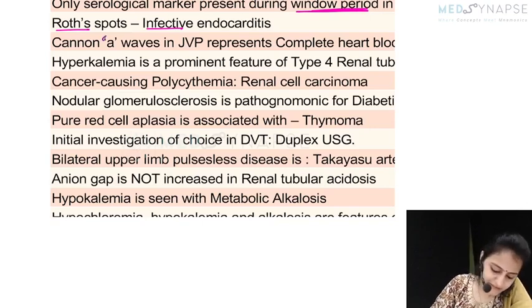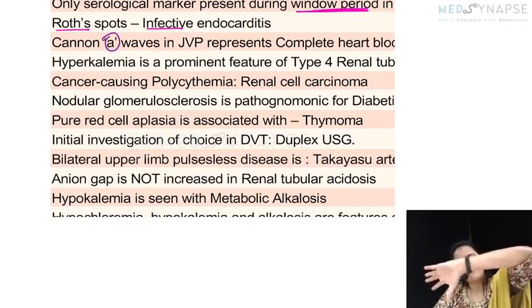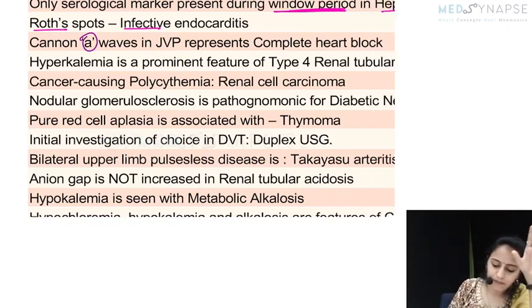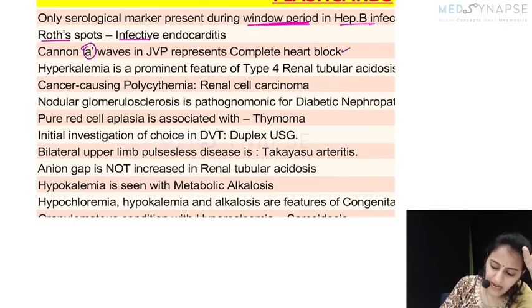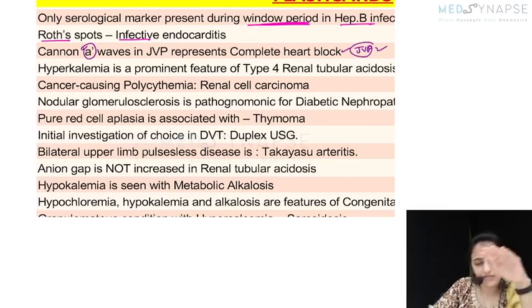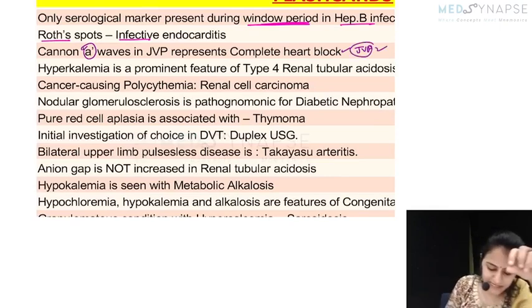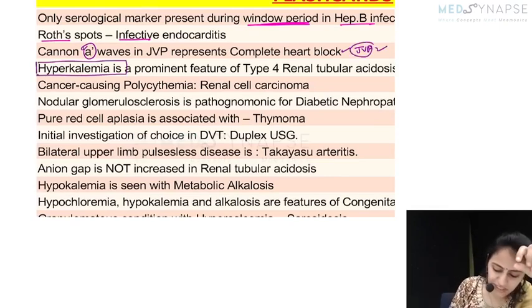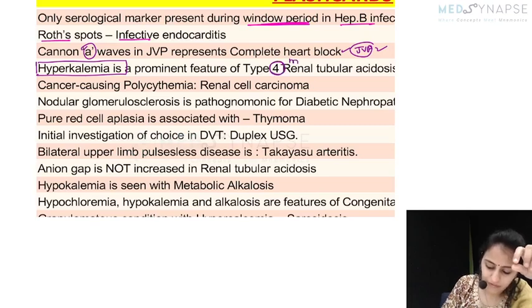Cannon A waves. Remember Cannon A waves, which are very, very tall A waves, will be seen in a case of heart block. Again, this we are going to see in JVP. Did we see hyperkalemia is a feature of which RTA? Type 4. Type 4 is more.